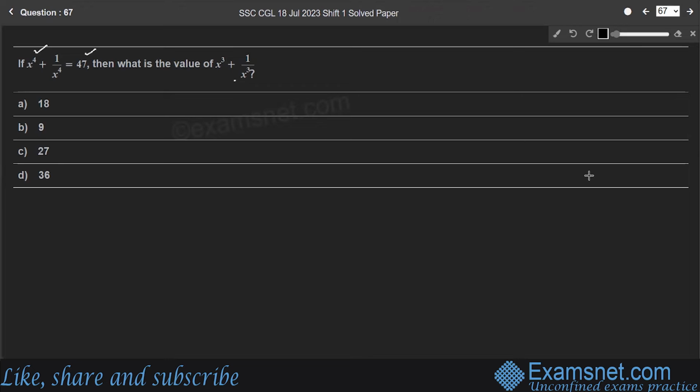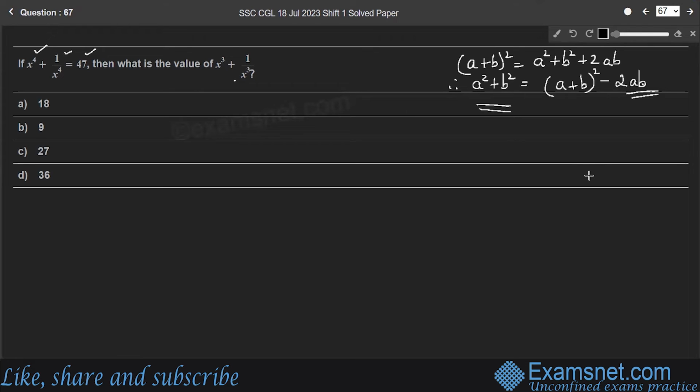For that, we are using the simple formula, which is a plus b whole square is equal to a square plus b square plus 2ab, right? Therefore, a square plus b square can be written as a plus b whole square minus 2 times ab. Apply the same formula here, right? So the LHS becomes x raised to 4 plus 1 by x raised to 4, which is in the form of a square plus b square.